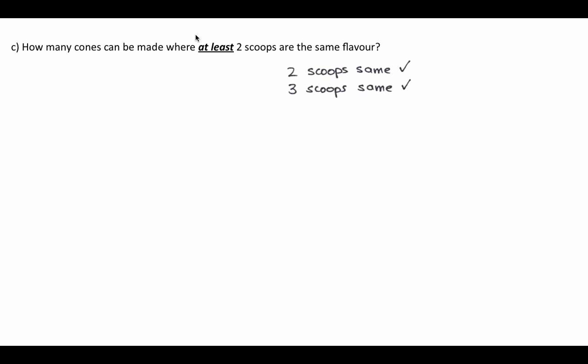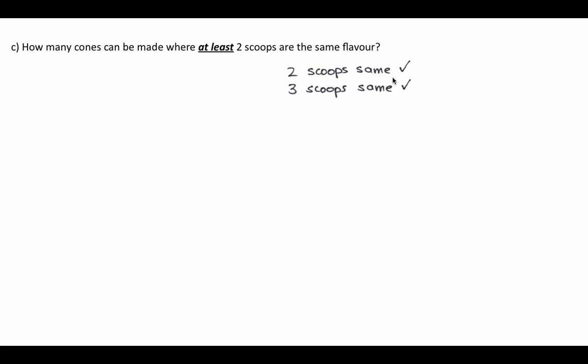So what we say is, okay, how many different cones can we make where at least 2 scoops are the same flavor? Just like in the example that we left you with at the end of last lesson, where we had at least 1 5 must be used. Now we have at least 2 scoops must be the same. You saw in the solution that we took up in class this kind of introduction of cases.